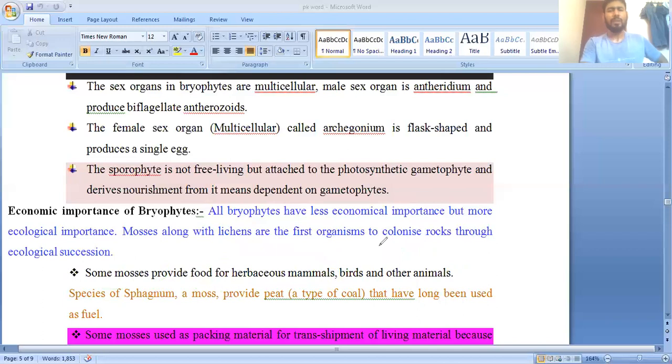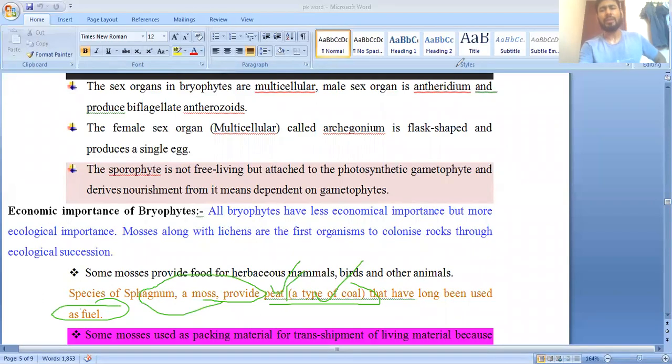Clear? So the next thing that has been given is some species of sphagnum. Some species of sphagnum, that is the moss, are used as coal, and the coal name is peat. So some sphagnum moss is used as coal, and the coal name is peat, and it is used for fuel purposes. Clear? You already know coal very well. Coal is generally used for fuel purposes.